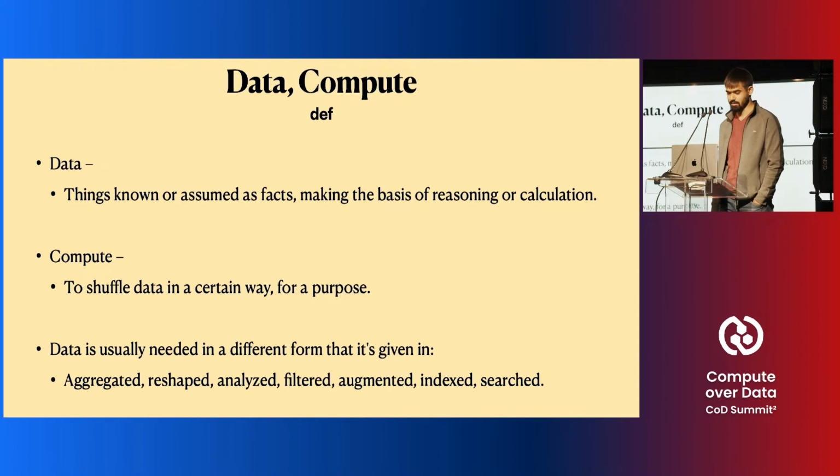Data is things known or assumed as facts, making the basis of reasoning or calculation. And to compute, in my opinion, means to shuffle data in a certain way for a purpose. So data is usually needed in a different form than it appears. It appears in some raw form, but it's needed in another. And what does another form mean? It means aggregated, reshaped, analyzed, filtered, augmented, indexed, searched, and so on. So we need data in many shapes and forms.